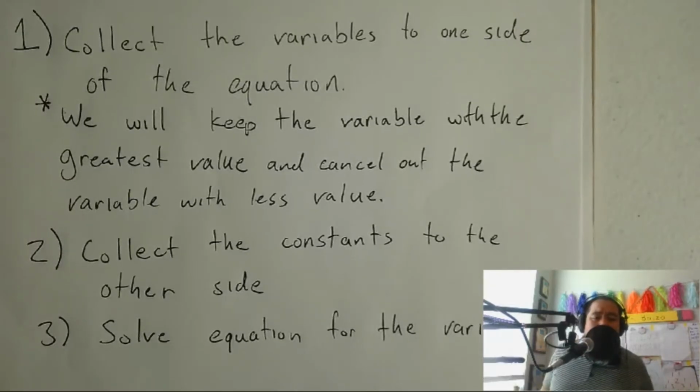Alright, so let's look at all 3 steps again, one after the other. First step is collect the variables to one side of the equation. Our second step is collect all the constants on the other side of the equation. And our last step is to solve the equation for our variable. So let's use all these 3 steps to help us solve our equations when we have variables on both sides.